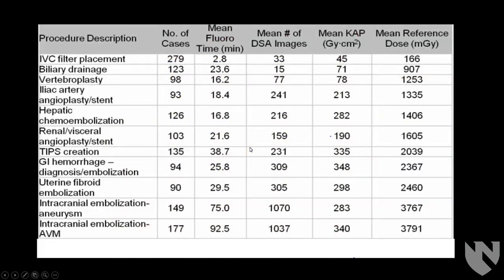And just more examples in terms of the doses of different procedures. So neuro or embolization type procedures will be pretty high. TIPS will be pretty high. Things that you can do really quickly, like place an IVC filter, will be lower.